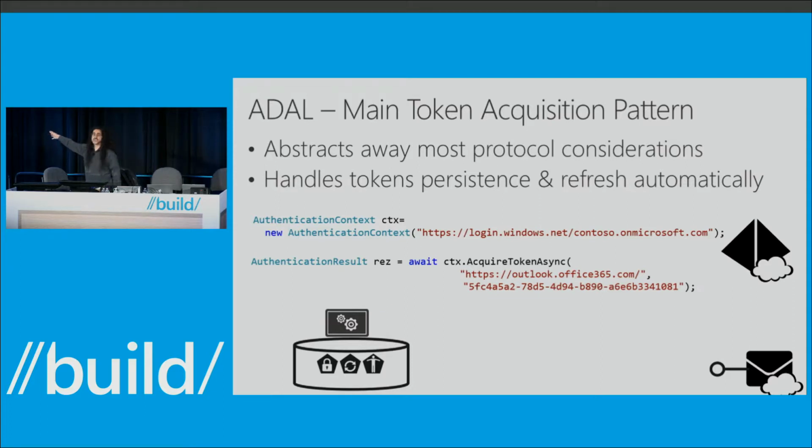This syntax is C#, but you can expect iOS to look the same, more or less, Java to look the same, more or less, and so on and so forth. You'll always find an authentication context. You'll always find an acquire token. You will always find an authentication result.